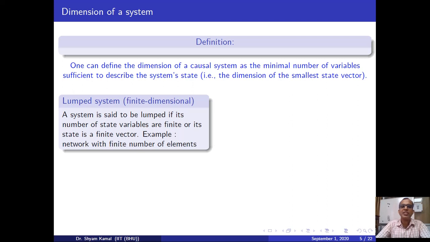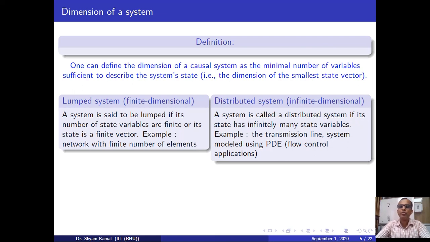A system is said to be lumped if its number of state variables is finite, or its state is a finite vector. In the previous class I took one example where I talked about the oscillation of a pendulum. Here theta and theta dot are the states, so I have two state variables. That is a finite dimensional system. Similarly, for a mechanical system, when I am giving some force, I have position x and x dot as the state variables, and again that is a finite dimensional system.